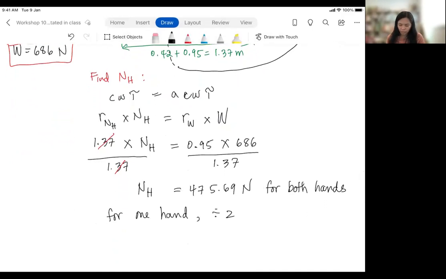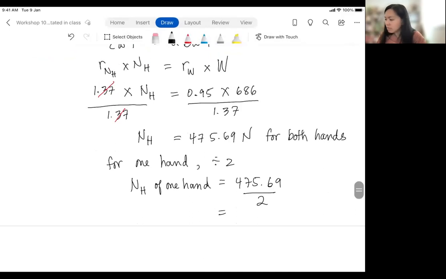So for one hand, NH of one hand is equal to 475.69 divided by 2, which is 238 newtons.